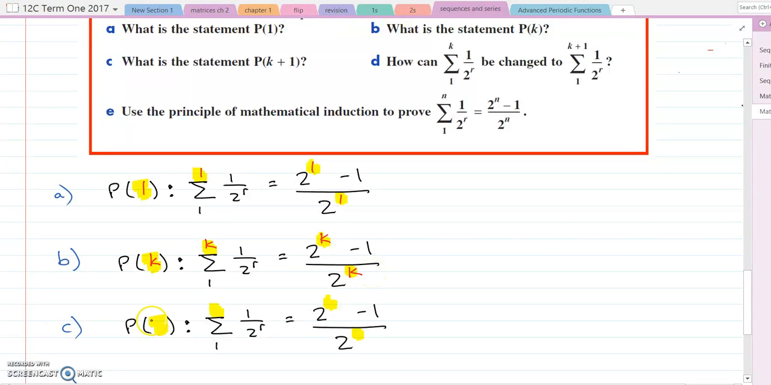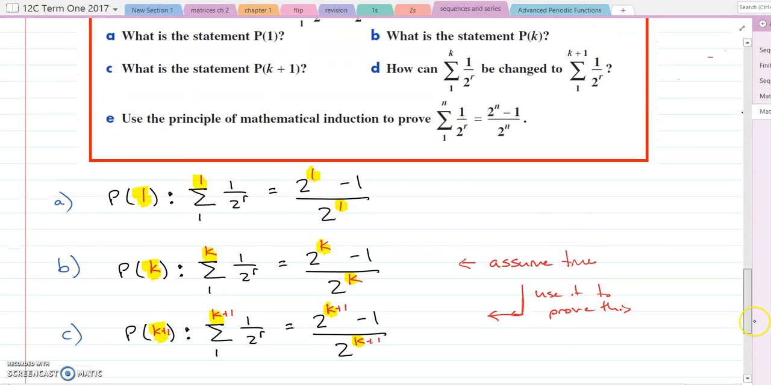And the same, k plus 1, I put a k plus 1 here. So there's a couple of things. When we're doing the proof, this is something we assume true. Because if we know that this one is true, we then need to use it to prove this one here. Okay, this is what we have to prove.